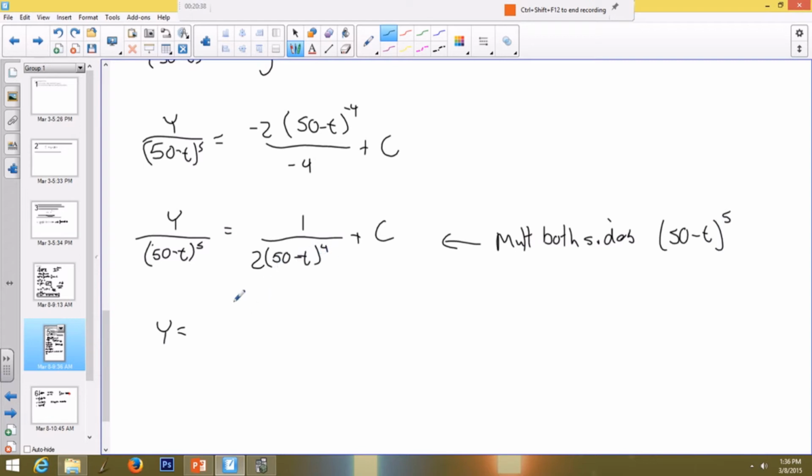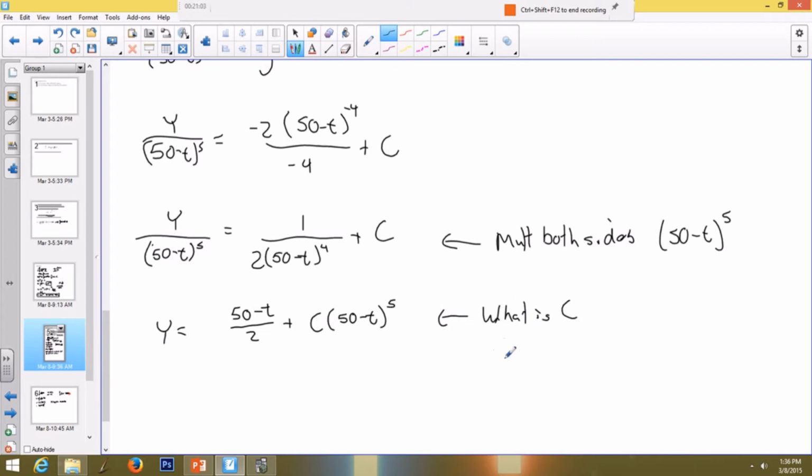4 of them cancel out, so I'm left with (50 minus t) to the first all over 2 plus c times (50 minus t) to the fifth, because that's when I distribute to both terms, we get that. So now all that I really need to know is, what is c?